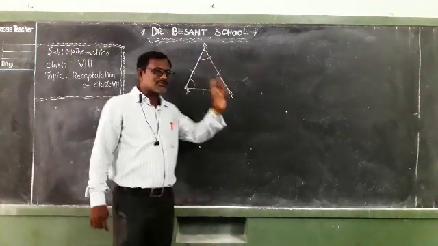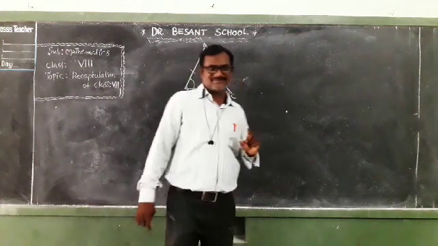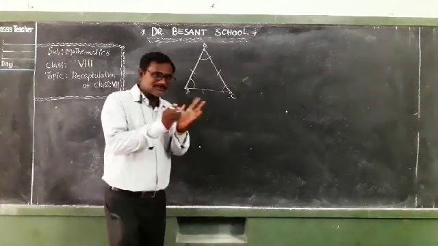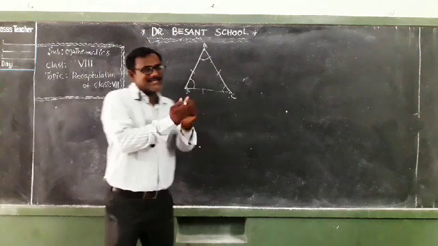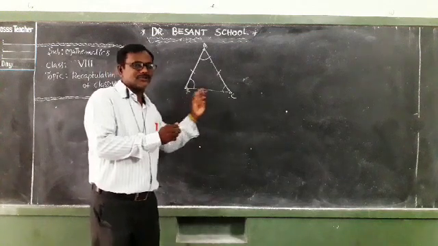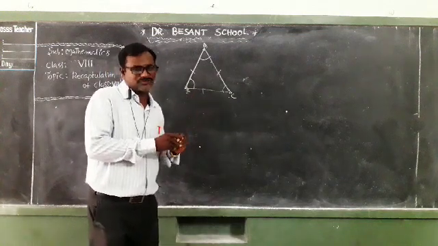Triangle means it is a simple closed figure bounded by 3 line segments. It is the least-sided closed polygon.